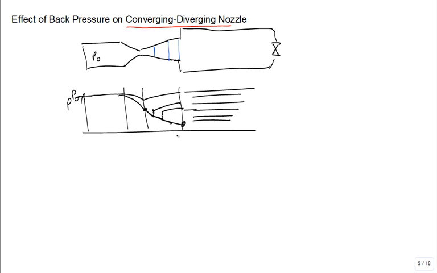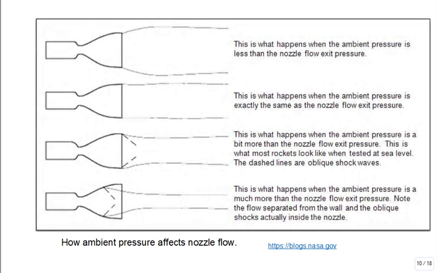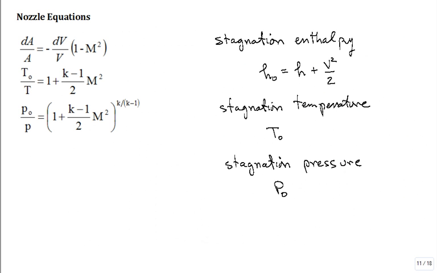All right, I need to move on. And what they're doing is showing how the different back pressures, or the ambient back pressure, affects the shocks. Here are some of the key equations. This equation shows how the area change in the nozzle affects the velocity, and M is the Mach number, so it changes if it's subsonic or supersonic.